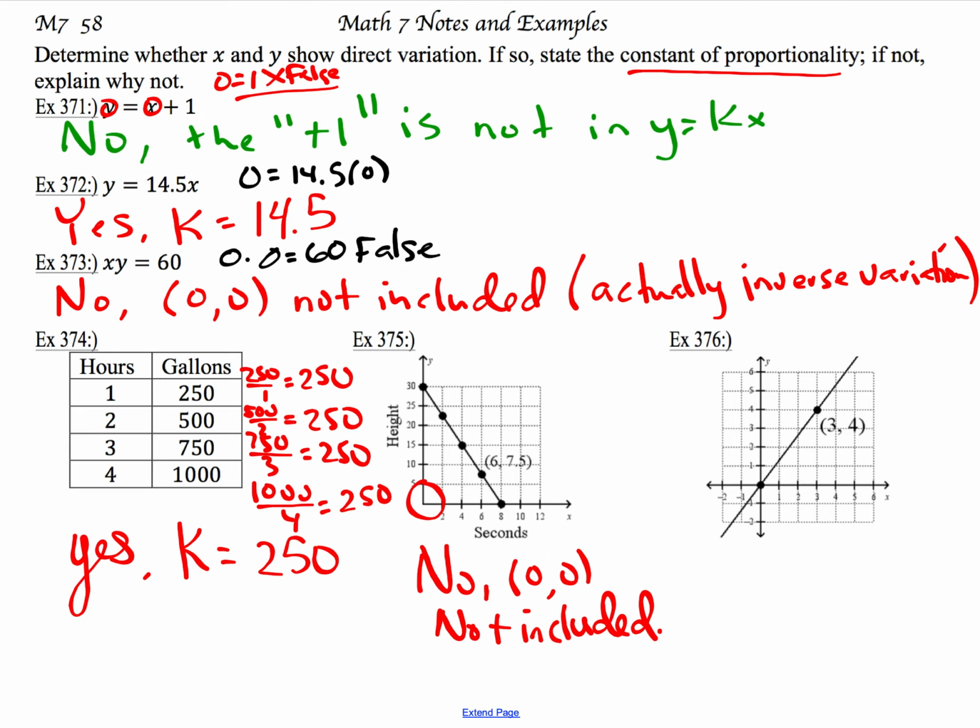Okay, example 376. I see a straight line. It does go through the origin. This is proportional, therefore it is direct variation as well. For direct variation, we're going to have to find the slope here. It goes up 4 and over 3. So the slope is 4 over 3. And the constant of proportionality is 4 over 3.